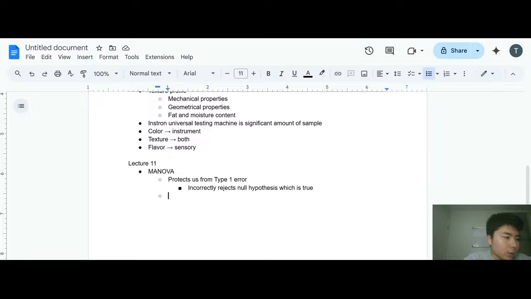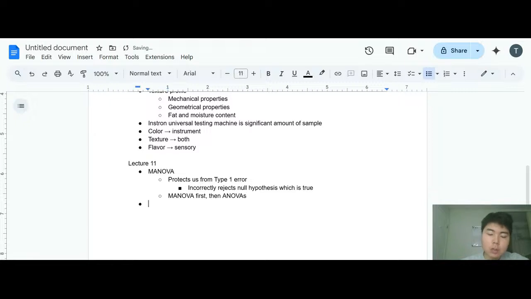When assessing differences across multiple variables, for example, descriptive analysis data, one should perform a MANOVA first, and then if the products are different per the MANOVA, run individual ANOVAs for each variable. MANOVA first, then ANOVAs.